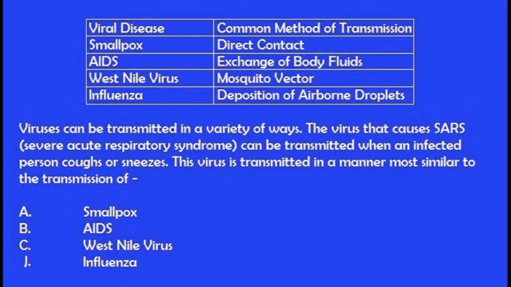Wow, that's amazing. Emily and Morgan buzzed in at the same time. Morgan, what did you answer? What is J, influenza? Correct. How'd you get your answer?